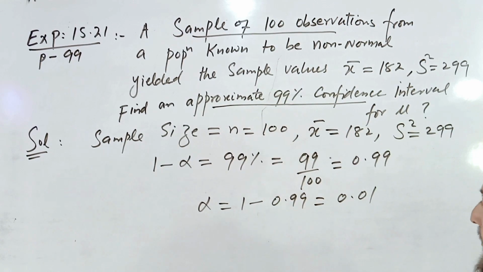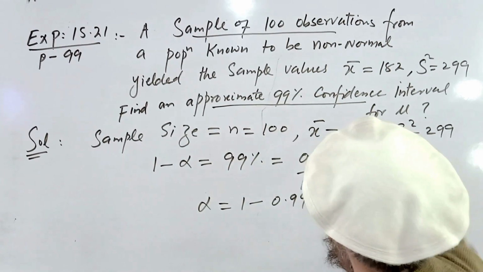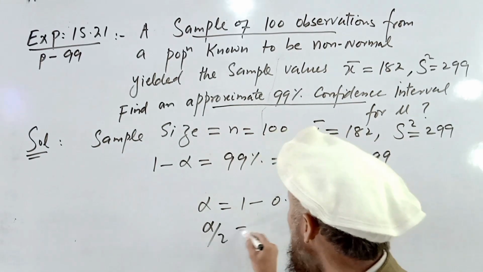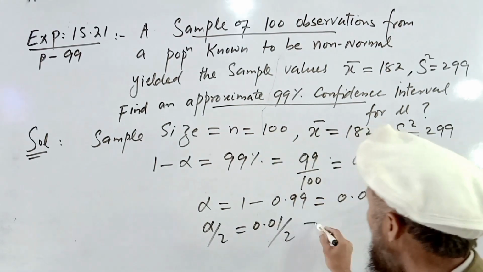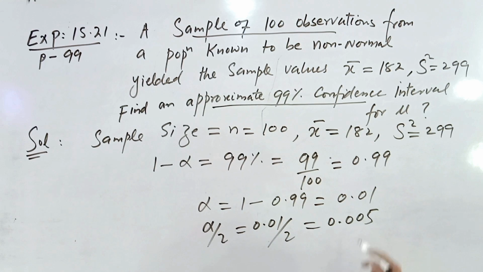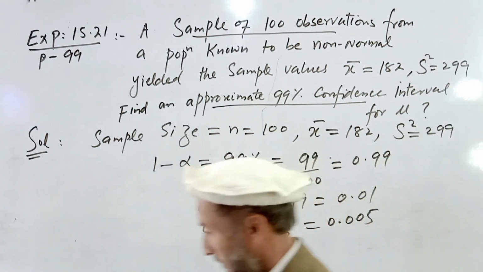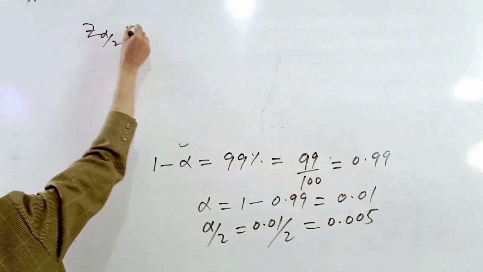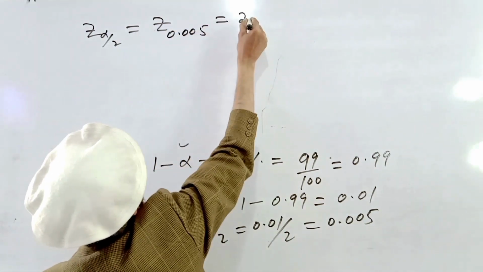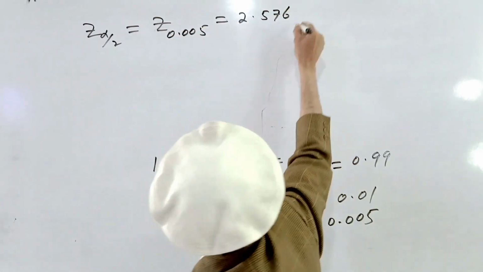Because we need the 99% confidence interval for the population mean, z alpha by 2 is required here. Alpha by 2 is equal to 0.01 divided by 2, which is 0.005. We check this value in the table: z alpha by 2 is equal to z 0.005, which in the table is 2.576.